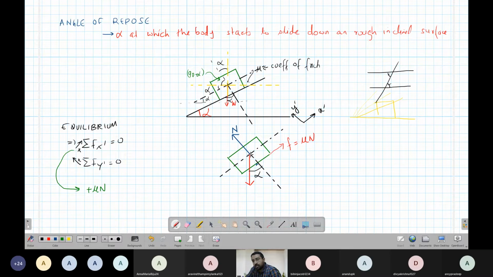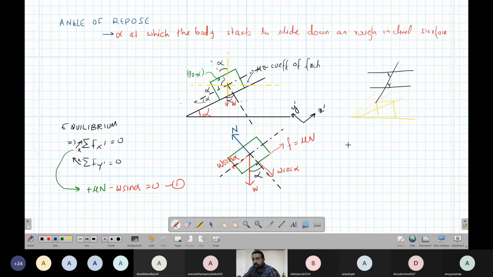The weight W we can split into two components. This is W sine alpha, and this is W cos alpha. So this is minus W sine alpha equal to 0, because the direction is negative. This is one equation that I will use.